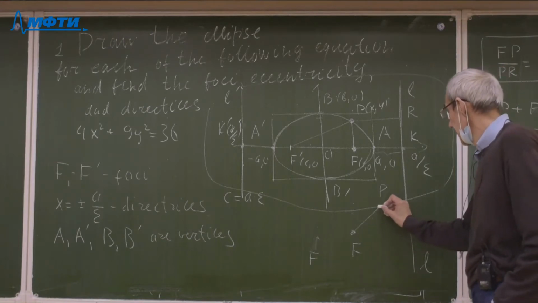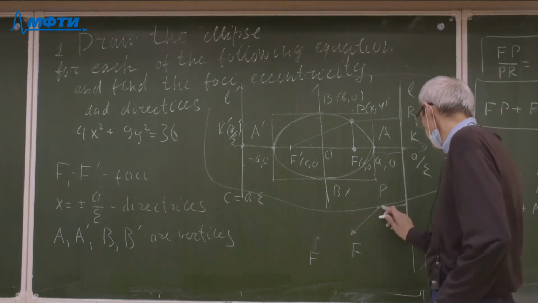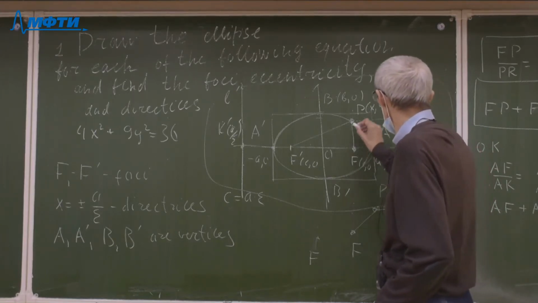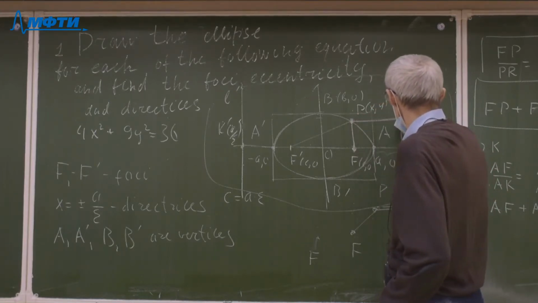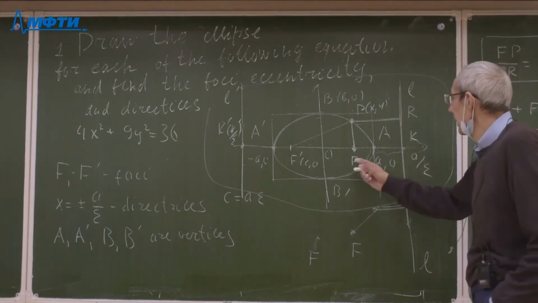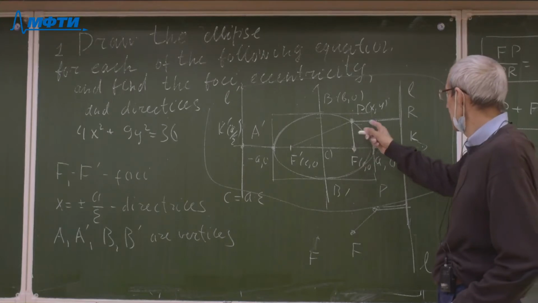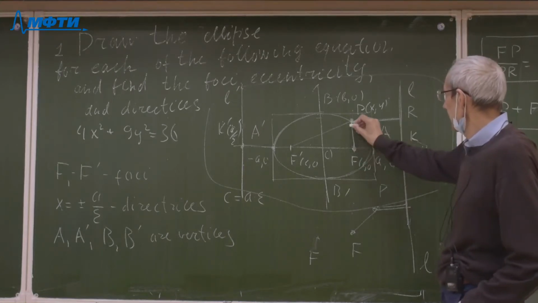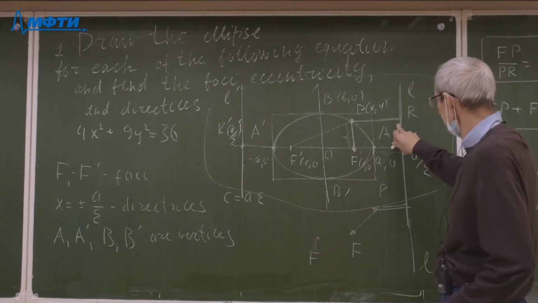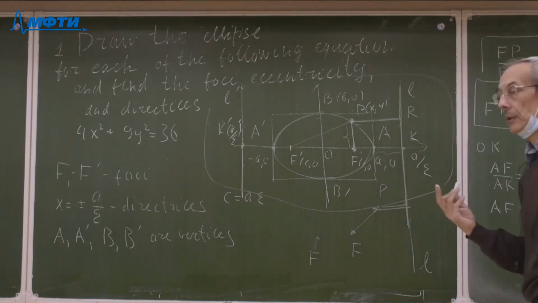to F and straight line A, this one and this one, this ratio is constant. And this constant is less than 1. This distance is less than this distance. And this ratio is fixed.